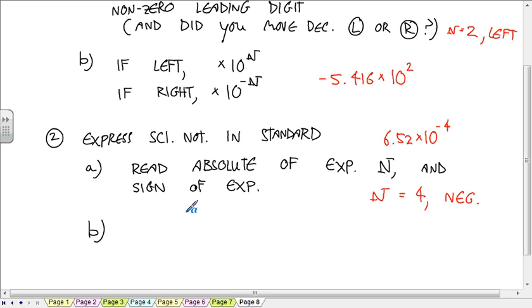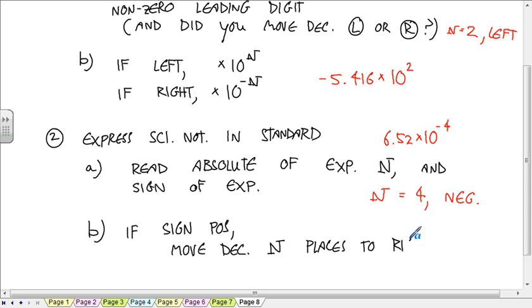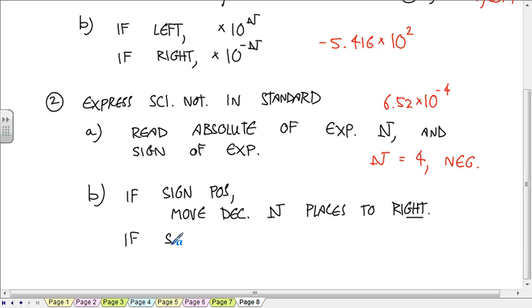Step 2. If the sign was positive, move the decimal point n places to the right. If the sign was negative, move the decimal point n places to the left.